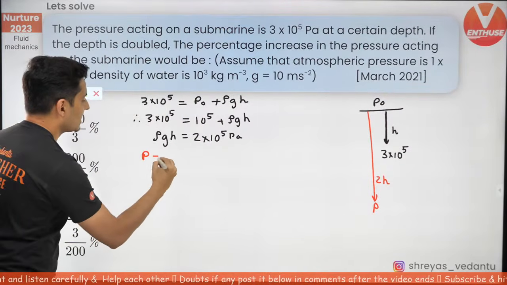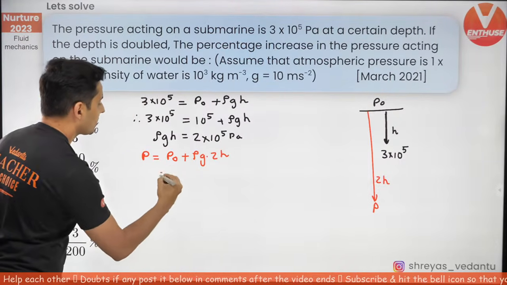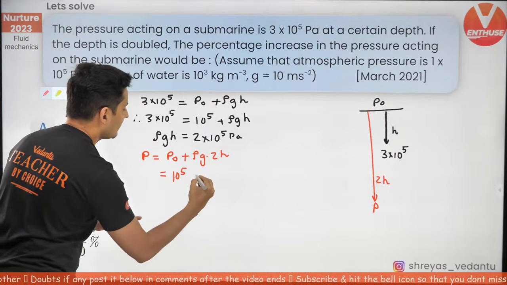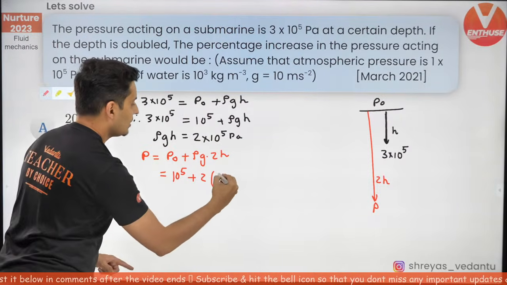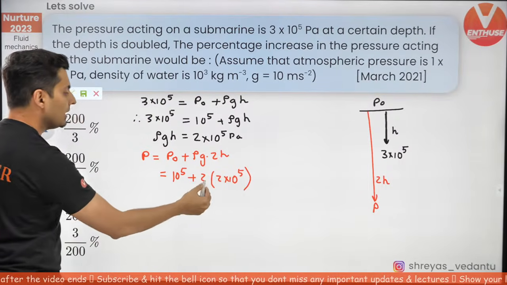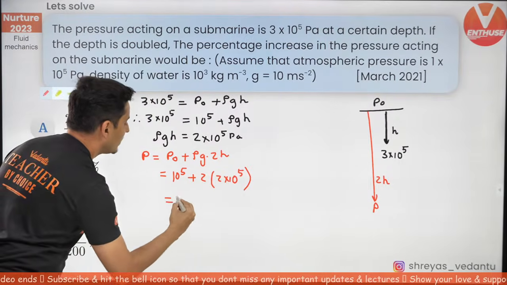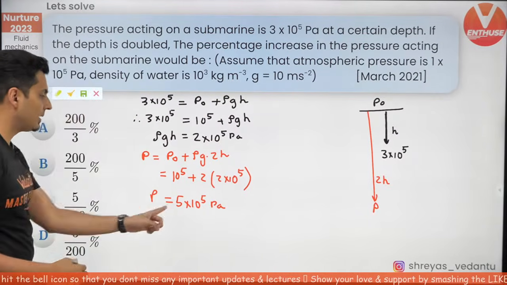For that point, the pressure will be again P naught plus rho G, but 2H. P naught is 10 to the power 5. 2 comes as it is. What is rho GH? Rho GH is 2 into 10 to the power 5. So 2 into 2, 4. 4 plus 1, 5. So 5 into 10 to the power 5 Pascals. That's what you got the pressure as.